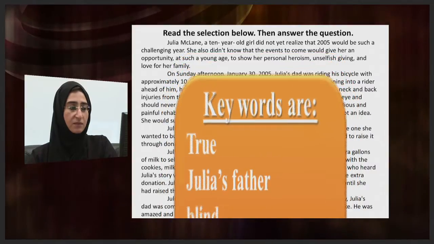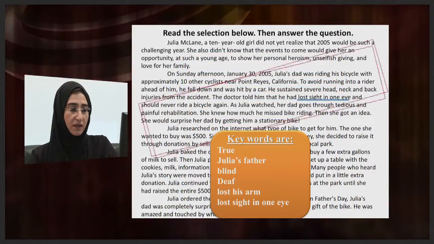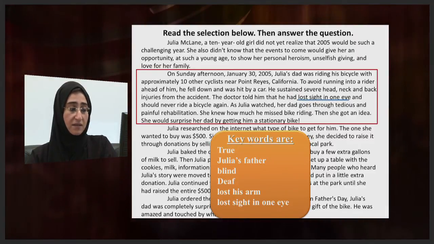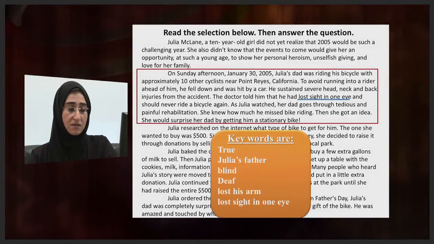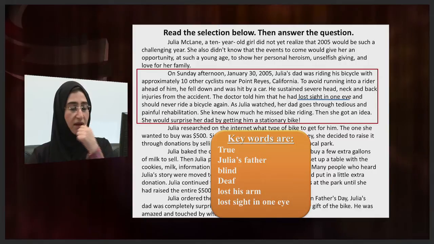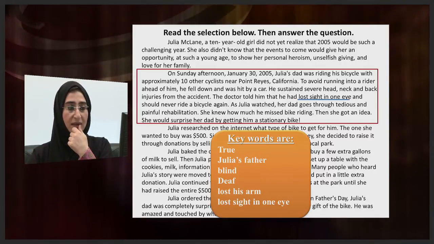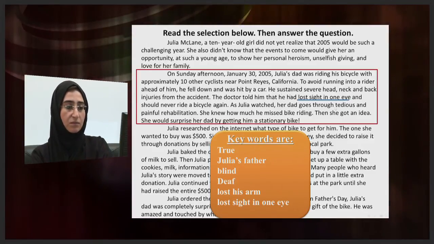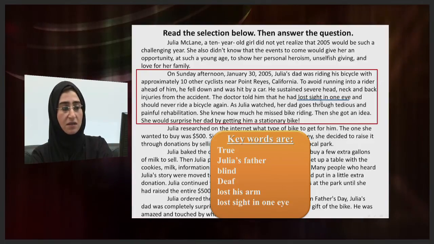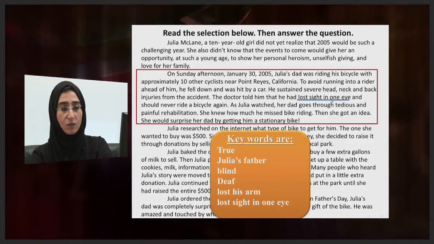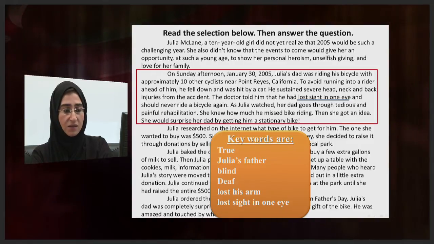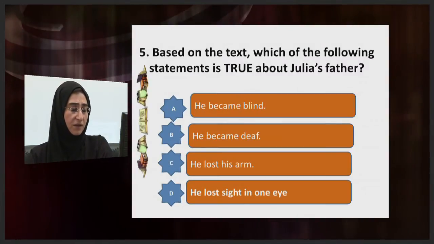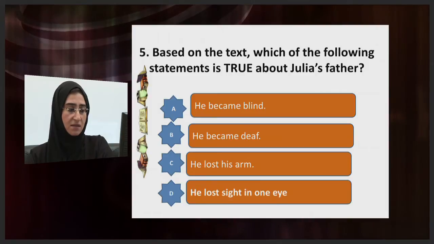We will go back to the text. As I told you, there are some clues here. And true, Julia's father, blind, deaf, lost his arm, lost sight in one eye. So we will get the answer as we said in paragraph number 2. If we have a look here, the underlined part is lost sight in one eye. This is the answer. So let's go back to the question, and then the right answer is lost sight in one eye.